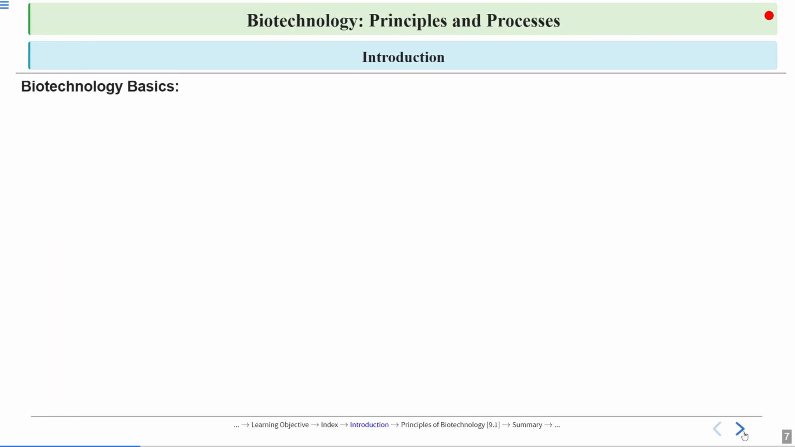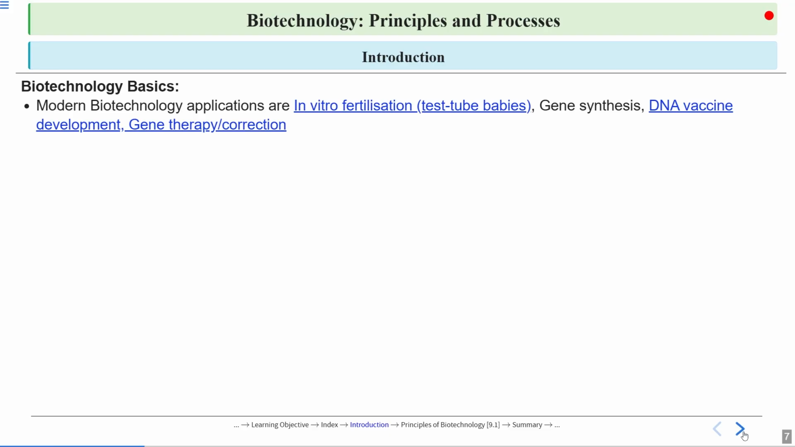We are again talking about the basis of biotechnology. So what are the applications of modern biotechnology? First, as I have mentioned twice or thrice, in vitro fertilization. Before understanding anything, you have to understand what in vitro means. In vitro is an experiment or procedure that is conducted outside of a living organism in a laboratory setting. Can you imagine, now we can make test tube babies in a laboratory?